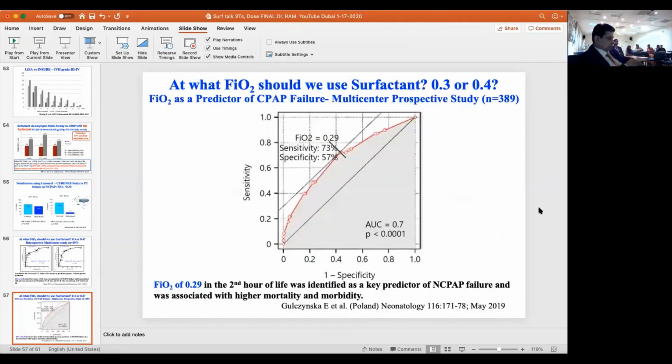A second study was published last year from Poland, looking at what FiO2 should be used. Again, a predictor of CPAP failure, a multi-center prospective study. 389 babies were enrolled, and they came up with a similar number. An FiO2 of 0.29 in the second hour of life was identified as a key predictor of CPAP failure with a sensitivity of 73% and specificity of 57%. You can see the area under the curve, 0.7. And babies that failed CPAP had higher mortality and morbidity in terms of IVH, BPD, and need for mechanical ventilation.